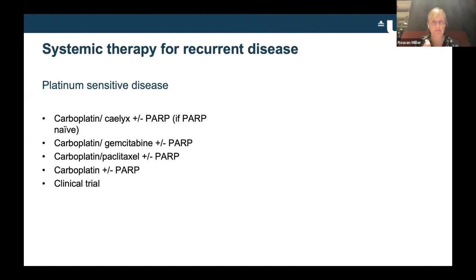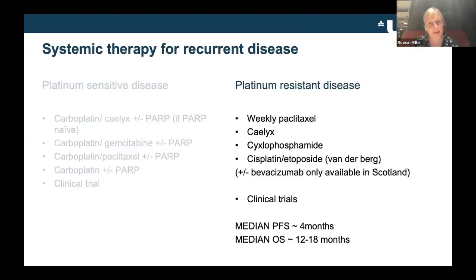But for those with platinum sensitive disease, definitely those with 6 months and above, we would normally re-challenge with a carboplatin doublet chemotherapy. So carboplatin, gemcitabine, paclitaxel again. And all of those patients, if they predated the first line PARP, they would all be eligible for PARP inhibitor in the recurrent setting after chemotherapy, because a benefit has been shown in this setting, or obviously a clinical trial.